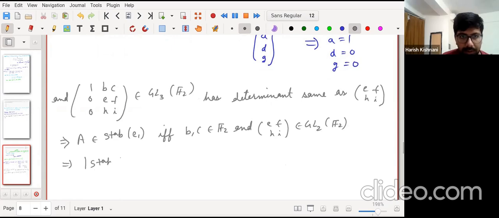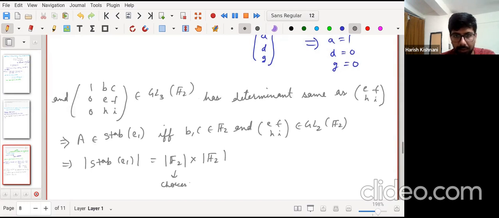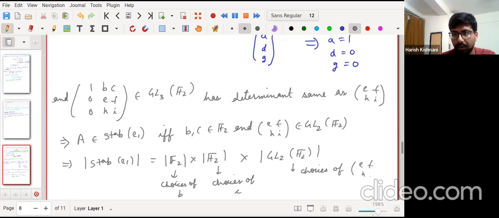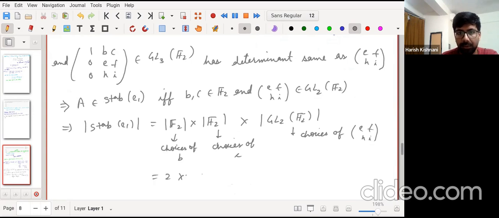The order of the stabilizer of e1 is the order of F2, because B can be chosen arbitrarily from F2, times the order of F2, which is the choices of C, and then the order of GL2(F2), which is for the choices of this matrix (E F; H I). Let's check. Clear? So it's just 2 into 2, times the order of GL2(F2).